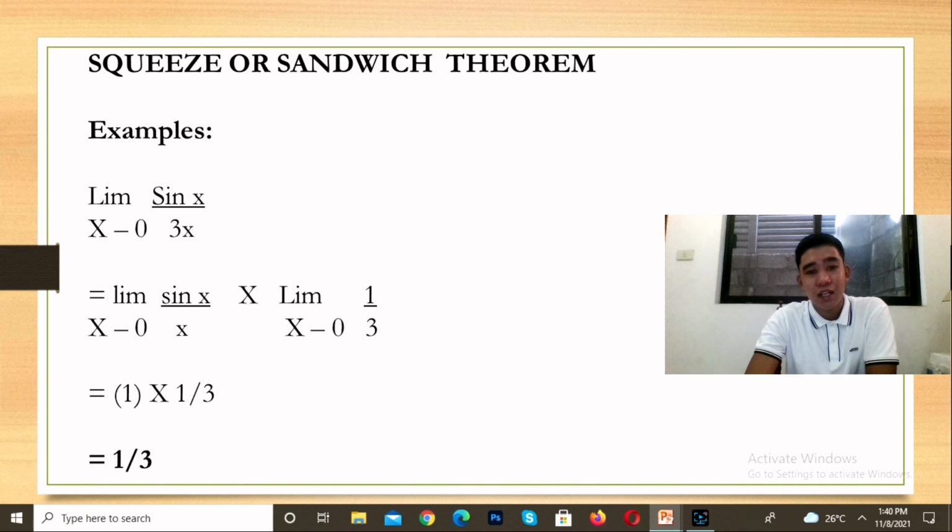Squeeze or sandwich theorem. Example: the limit of sin of x over 3x as x approaches 0. So, the limit of sin x over x times the limit of 1/3, as x approaches 0. So, 1 times 1/3. The answer is 1/3.